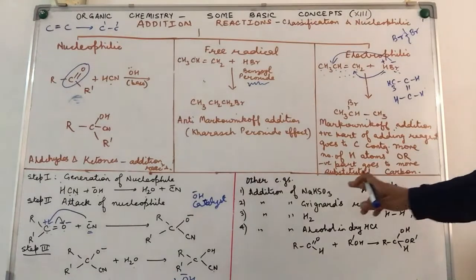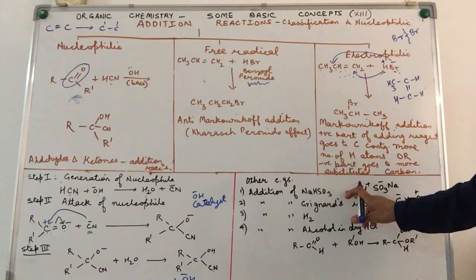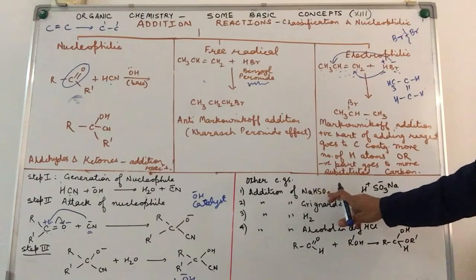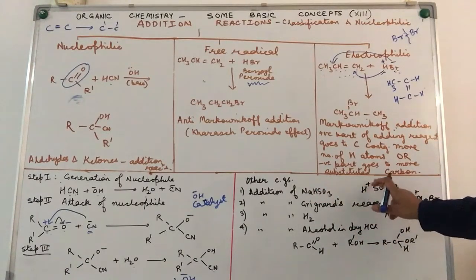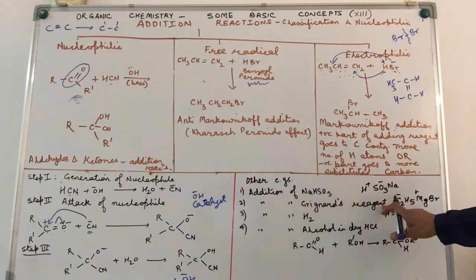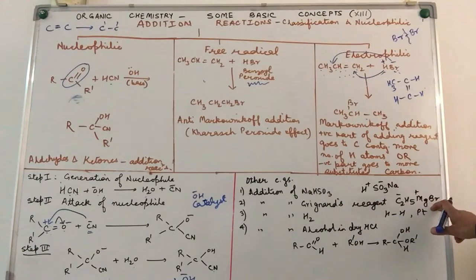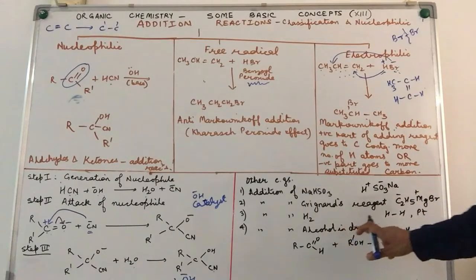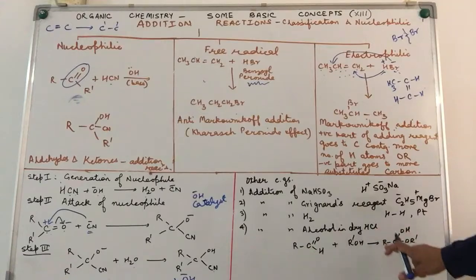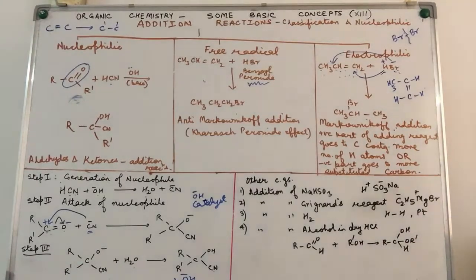There are many other examples of addition reaction, as I said earlier, like addition of sodium bisulfite. So we have H positive SO3 Na. Addition of Grignard's reagent C2H5 MgBr. Addition of hydrogen in the presence of platinum. Addition of alcohol in dry HCl. All these are examples of nucleophilic addition reactions.